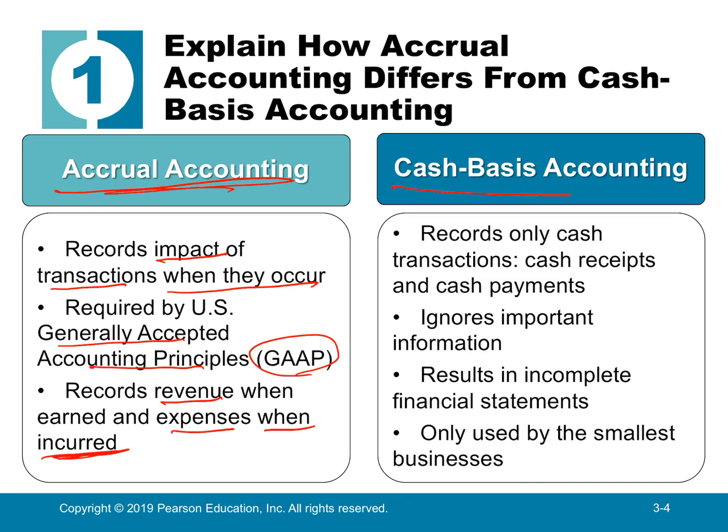So how is that different from cash basis accounting, right? So cash basis accounting will only record transactions when cash comes in or cash goes out, right? This really ignores a lot of important information, because if you're just focusing on cash, then you're ignoring a lot of different transactions, many of which we'll cover in this chapter. And so the result is that you get incomplete financial statements, right? So what we find is cash basis accounting is really only used by the smallest of businesses, a hair salon, a family-owned restaurant, things like that. Every major company will generally use accrual accounting.